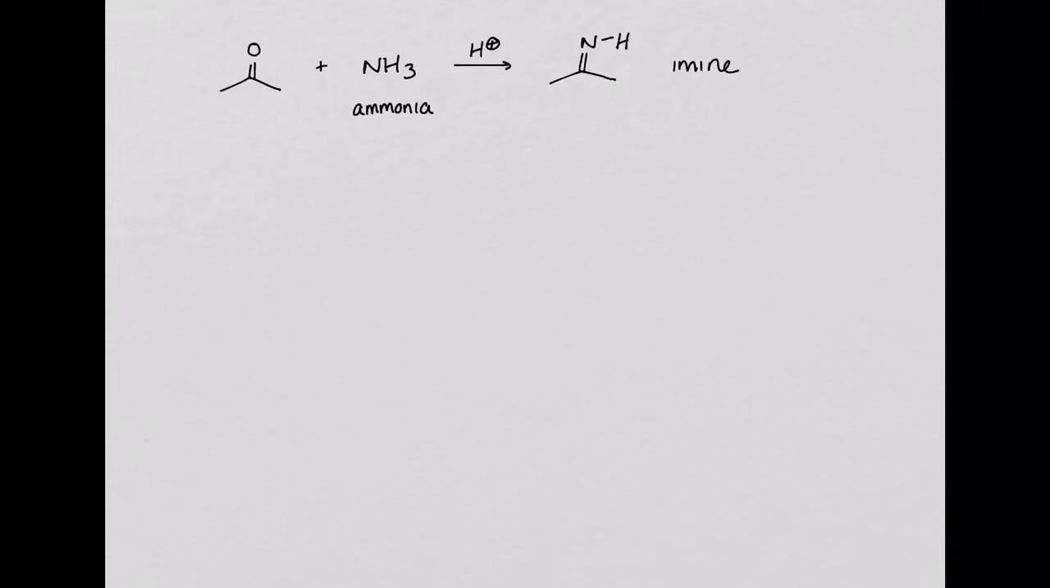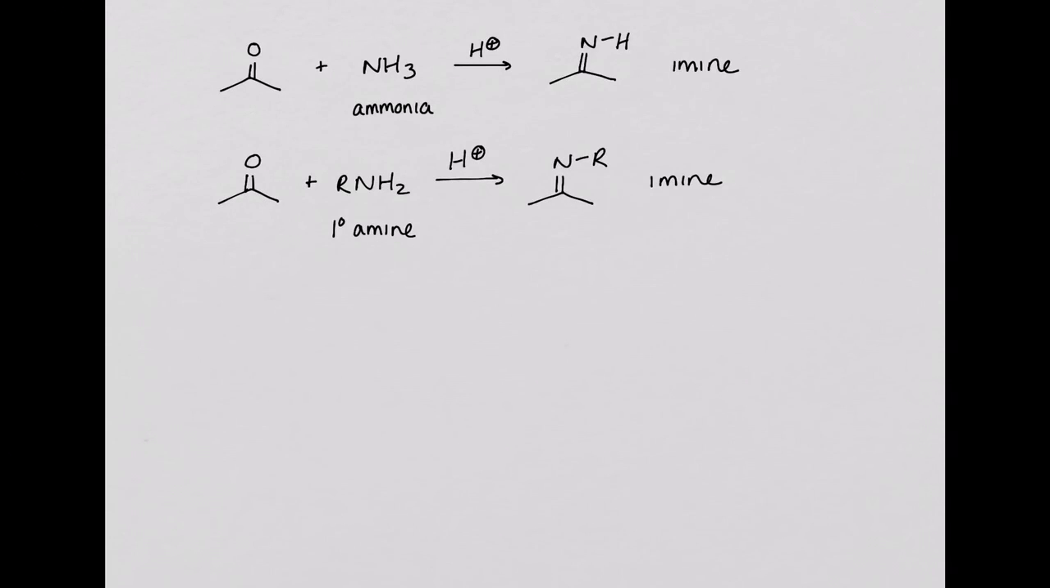Remember that the imine is the nitrogen analog of a ketone or an aldehyde. We can add ammonia to a ketone or an aldehyde under acidic conditions to produce an imine, or we can add a primary amine to a ketone or aldehyde. This also produces an imine. This mechanism works with other amine derivatives as well.